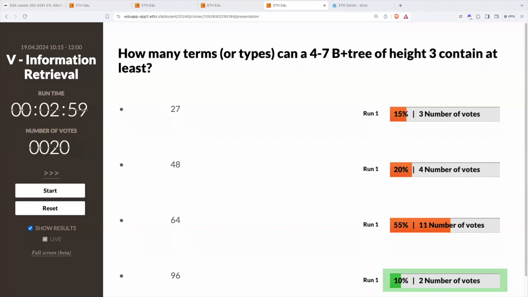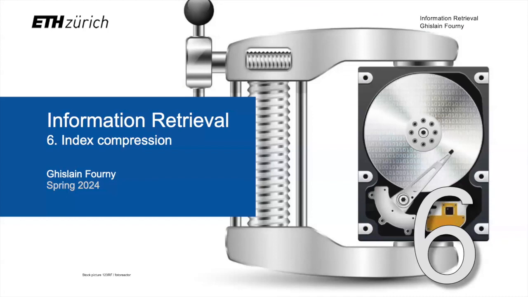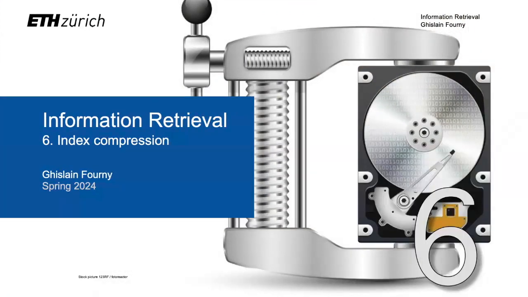So again, if I summarize the main two things that you need to remember, the first one is that the root is an exception and can have fewer children than the minimum bound, and the minimum bound for the root is always 2. The second thing to remember is that the number of terms per node is the number of children per node minus 1. So between 4 and 7 children means between 3 and 6 values.